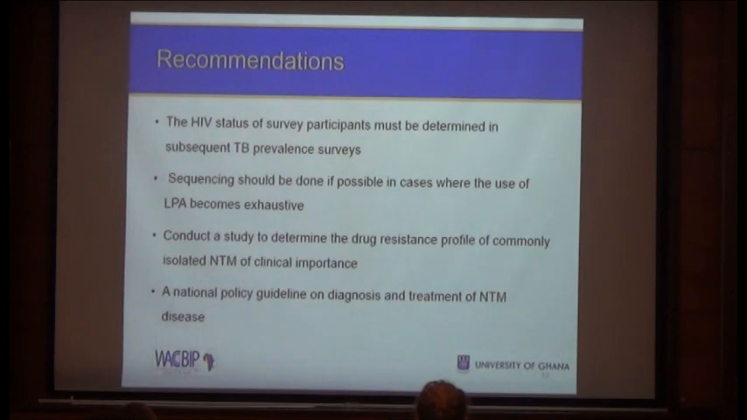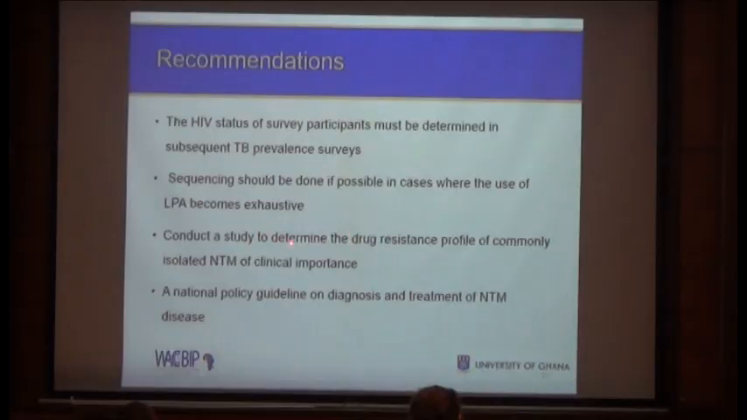I recommend that the HIV status of survey participants must be determined in subsequent TB prevalence surveys, because this time we didn't do it. Also, because some of the NTM species couldn't be identified by this kit, sequencing should be done if possible in cases where the LPA becomes exhausted. We should also conduct a study to determine the DST profile of isolated NTM of clinical importance. And there should be a national policy on diagnosis and treatment of NTM disease. Currently, we don't have anything like that.